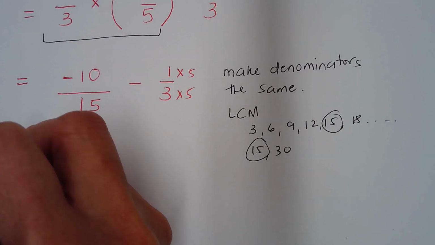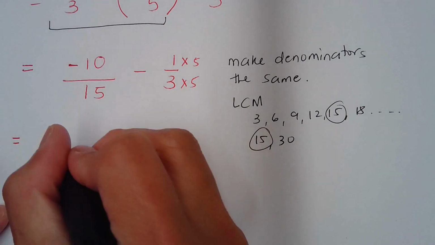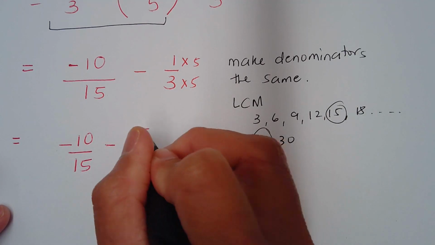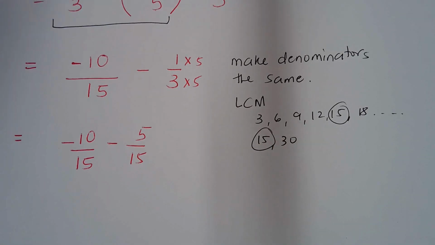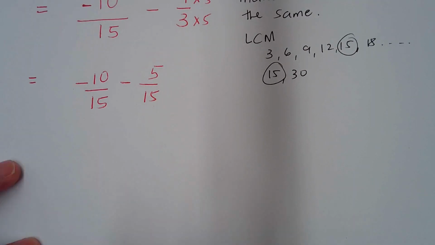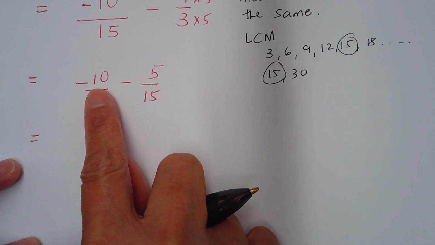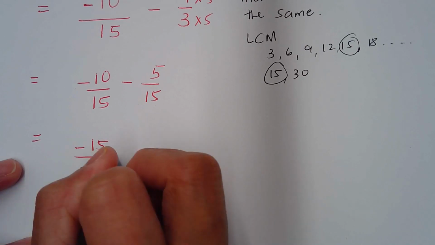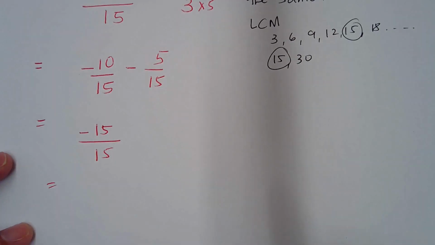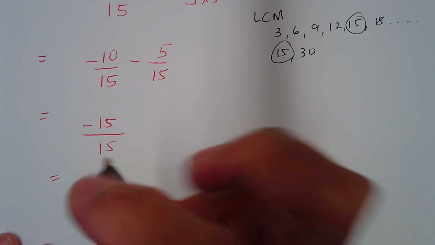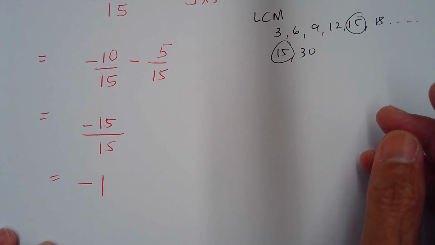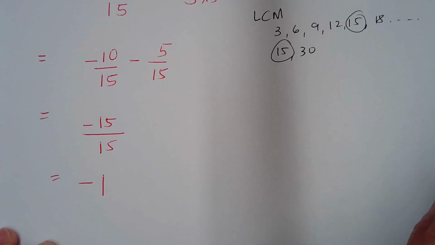Okay, so what do we do next? We're going to write down -10/15 minus 5/15. And what's that equal to? -10 minus 5 would be -15/15. Okay, what's -15/15? It's going to be -1. Is that okay? Yes? Okay. Let's take a look at example 3.